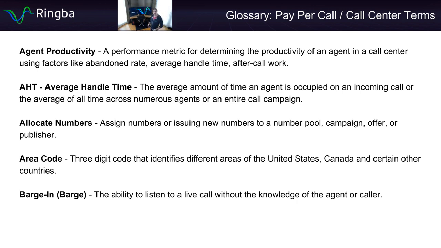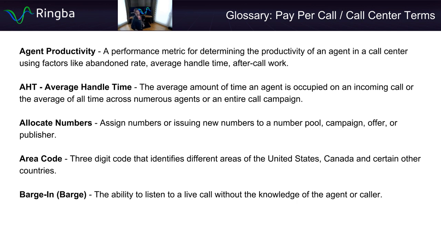AHT, or average handle time. The average amount of time an agent is occupied in an incoming call, or the average of all the time across numerous agents or an entire call campaign. Someone will say, what's the AHT of your calls? What they're looking for is the average handle time, or the average call length, which can be dropped in the same sentence, to figure out if your calls perhaps match up to some of the other call sources that they're already working with. It's also a metric that's used to monitor agents inside of a call center to make sure that they're selling properly and the quality of their communication on the phone is up to par.